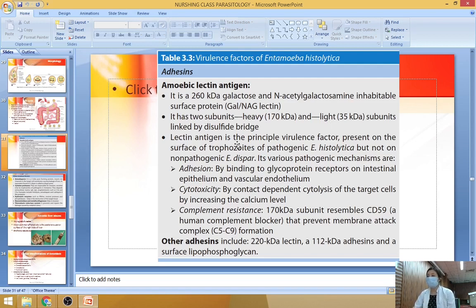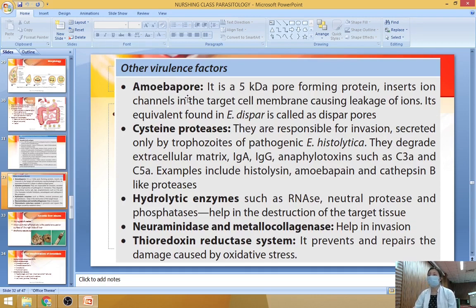The lectin antigen is the principal virulence factor present on the surface of trophozoites of pathogenic E. histolytica, but not on non-pathogenic E. dispar. Its various pathogenic mechanisms are adhesion: they fix by binding to glycoprotein receptors on intestinal epithelium and vascular endothelium. Cytotoxicity: contact-dependent cytolysis of the target cell by increasing the calcium level, and complement resistance. Other adhesins include 220 kilodalton lectin, 112 kilodalton adhesin and surface lipophosphoglycan. Other virulence factors are amoebapore, cysteine proteases, hydrolytic enzymes, neuraminidases, metallocollagenases, and the thioredoxin reductase system.